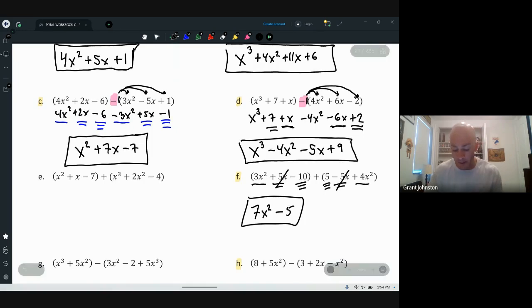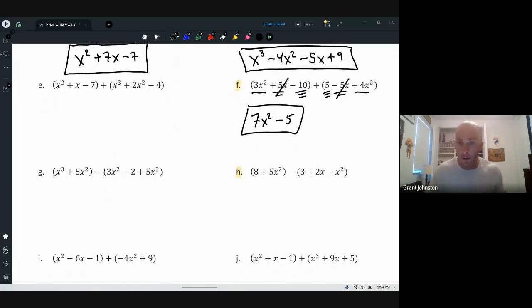Let me do one more. Let me do H. H has a subtraction. So again, my suggestion is to distribute a -1, which will change the signs of everything in there. So that +3 is going to become a -3. That's going to become a -2x. It's going to become a +x squared. I'm going to rewrite the first one and then combine the like terms.